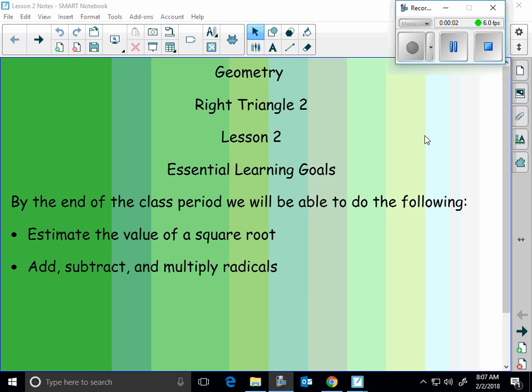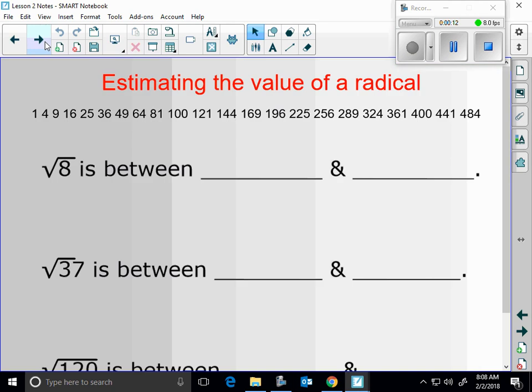Okay, young people, this is lesson 2, RT2. Let's get started. Here are your objectives. Estimate the value of a square root, add, subtract, multiply, and then in multiplying, we're going to do some division. Okay, so first slide here, estimating.